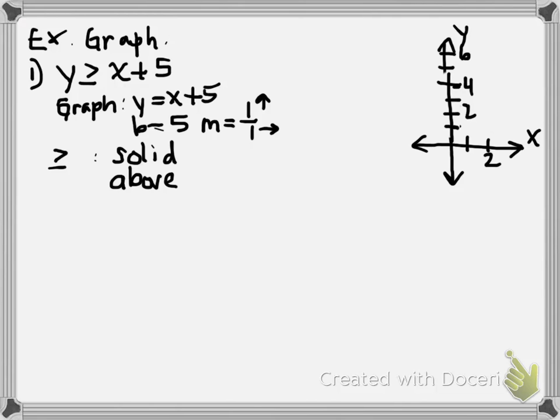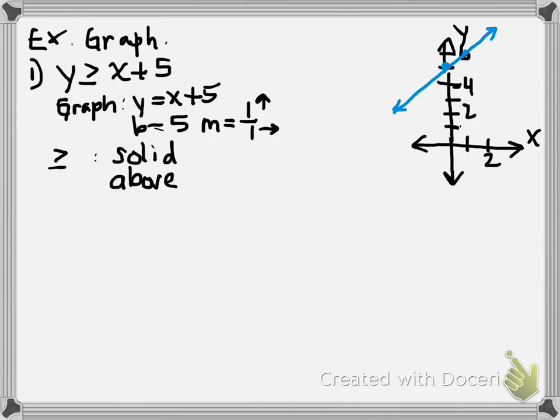Now, I go to where y equals 5, and I mark it in. And then I'm going to rise up 1 and to the right 1. And when we do that, we all get to the same point. We get to 1, 6. Now, I know it's solid because of the or equal to.